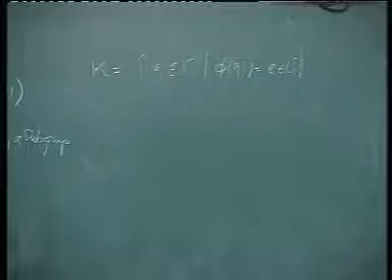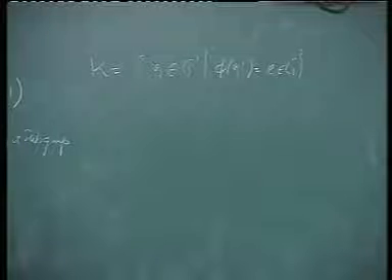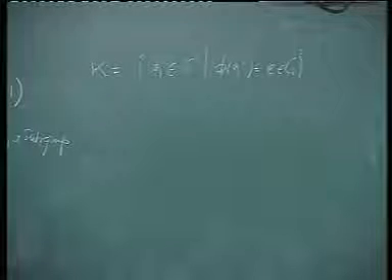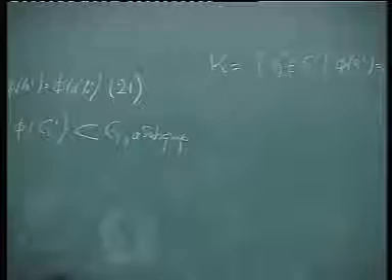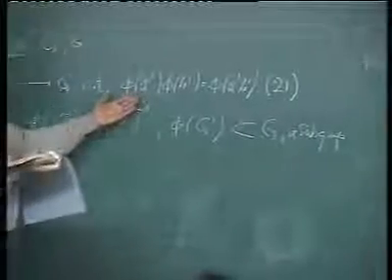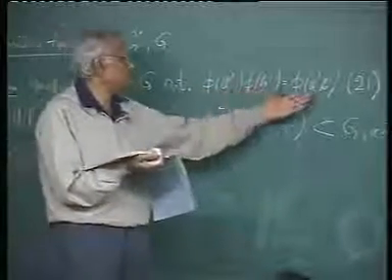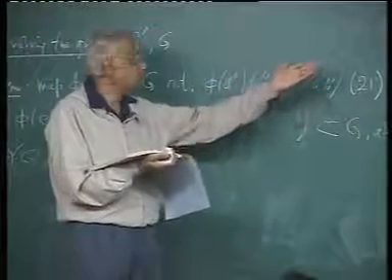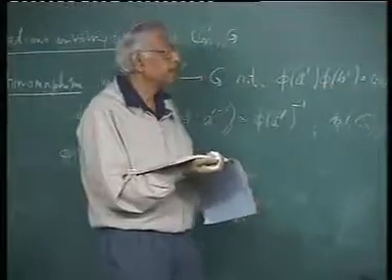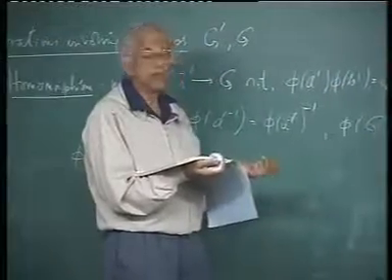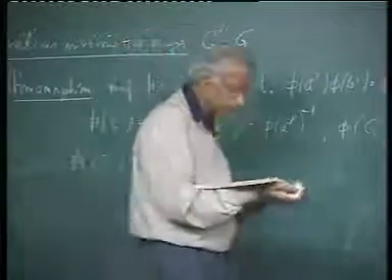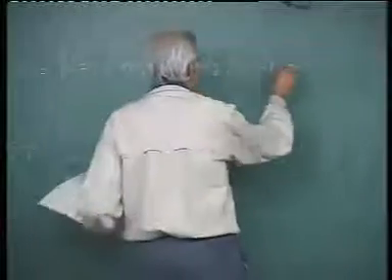Can you see that this is a subgroup of G prime? Can you see it? That is a subgroup of G prime? You have to use this. If phi of A prime is E, phi of B prime is E, phi of the product is also E. You can see it is a subgroup. It's also easy to see it is an invariant subgroup. Exercise. So this is an invariant subgroup.